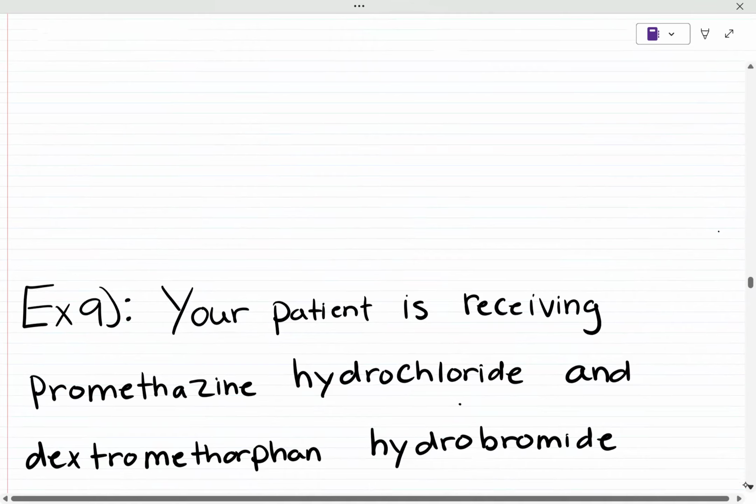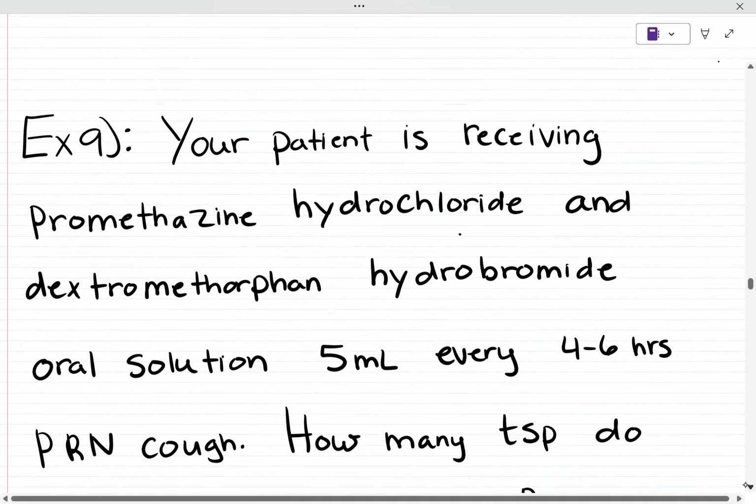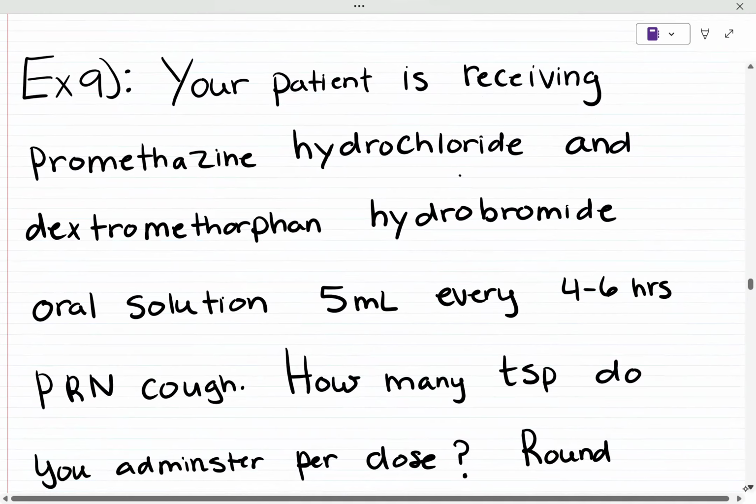Example 9. Example 9 says, your patient is receiving promethazine hydrochloride oral solution of 5 milliliters every 4 to 6 hours PRN. How many teaspoons do you administer per dose? Round to the nearest tenth. So this is a trick question. Drug strength doesn't matter for this problem, just convert milliliters to teaspoons.